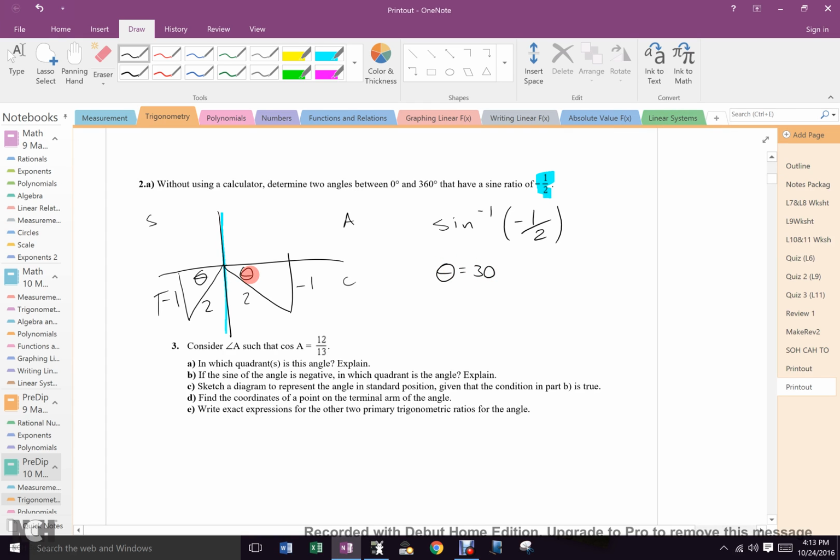But this theta, which I will call red theta, equals 360 minus 30, which is 330, and black theta equals 180 plus 30, which is 210. Let you guys have a look at that for a while. All right.